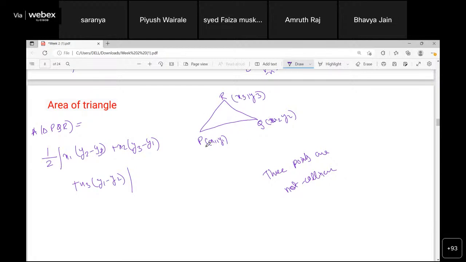Which one is x2? And then go in this direction. So x1 into y2 minus y3, then x2 into y3 minus y1, then x3 into y1 minus y2, right? So we'll go like this in this way: x1 into y2 minus y3, x2 into y3 minus y1, and then x3 into y1 minus y2, right?